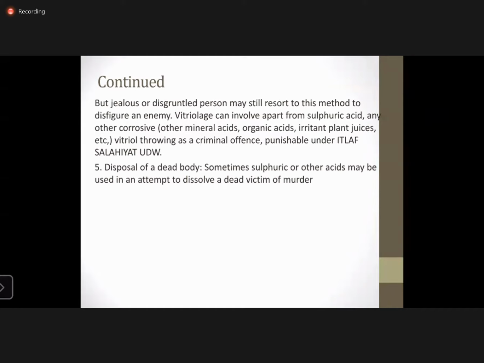This is a picture of vitriolage, and you can see how ghastly and horrendous it is. The person throwing acid somehow destroys the life, the psychological torment that the person goes through, and destroys the face.